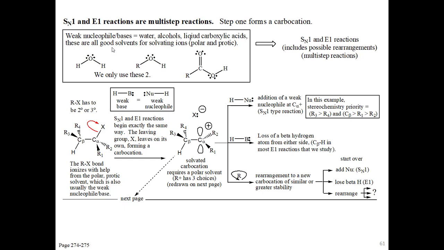The third thing that we're going to wait on and not talk about initially is rearrangement. So if I can make a better carbocation from this starting point, then it will rearrange itself to the better carbocation. And if I do that, then the whole problem starts over. So I have a carbocation, it can do three things: add a nucleophile, lose a beta H, or rearrange. If it rearranges, we start over and do the whole same thing again. This can happen several times. So again, this is part of the problem of SN1 E1 reactions.